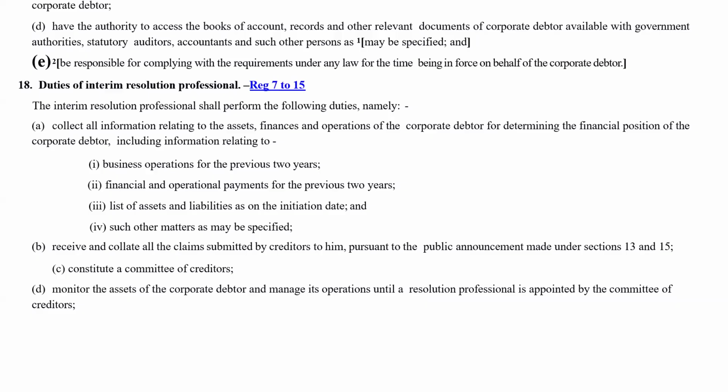So here the question is whether he can reject any claim. The answer is no. He will receive and collate all the claims. He will be maintaining two figures side by side, the claims submitted and claims admitted. Constitute a committee of creditors. So based on the claims received, he will constitute a committee of creditors. Then monitor the assets of the corporate debtor and manage its operations until a resolution professional is appointed by the COC. So these are the duties of the IRP.